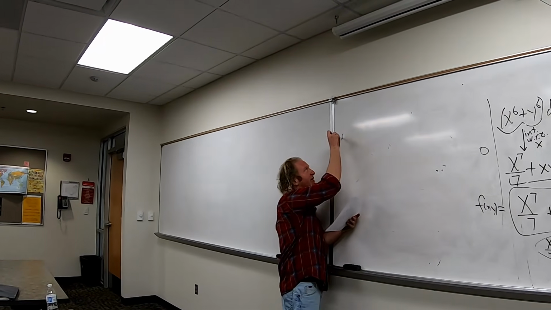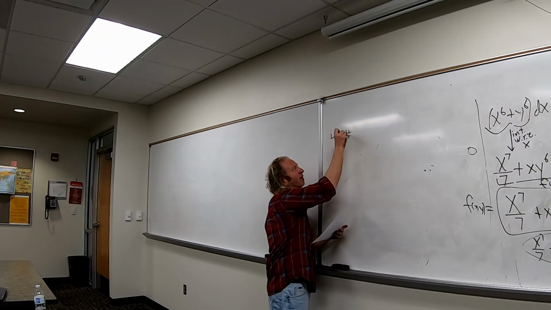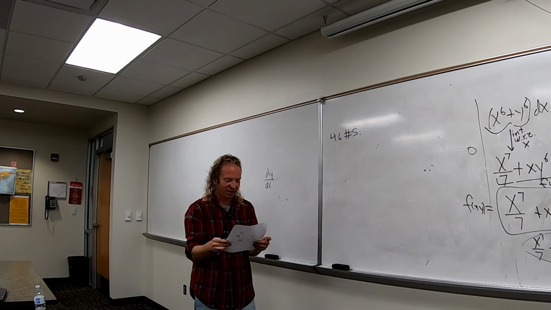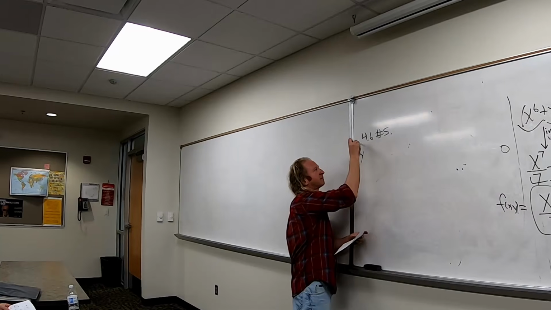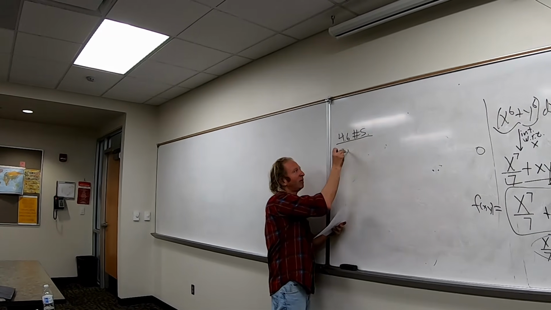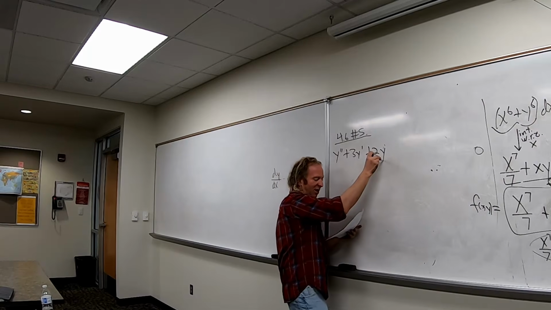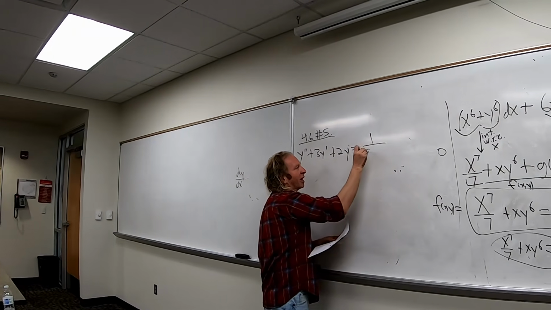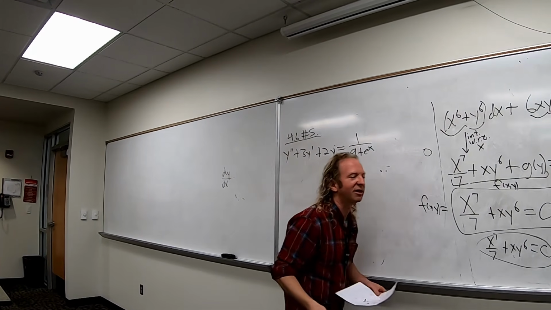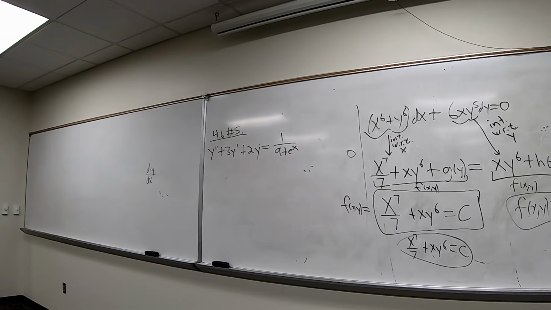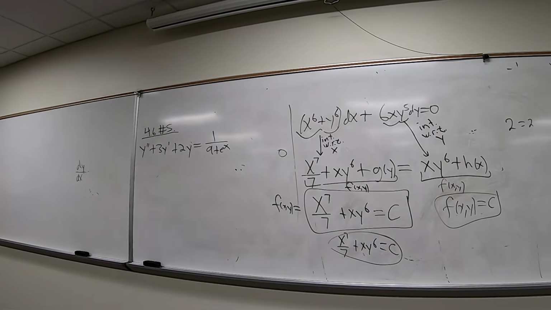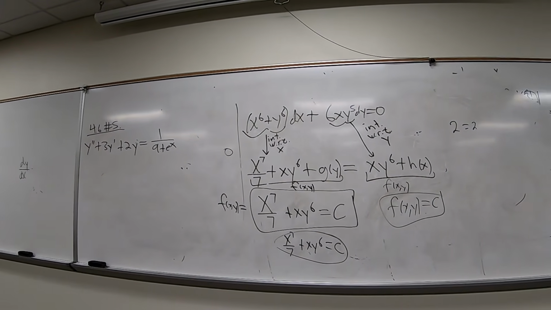So number 5, number 1. Yeah, we missed these. y double prime plus 3y prime plus 2y equals 1 over 9 plus e to the x. As you write it down, I'm going to look at the test really quick and see if I can find it.